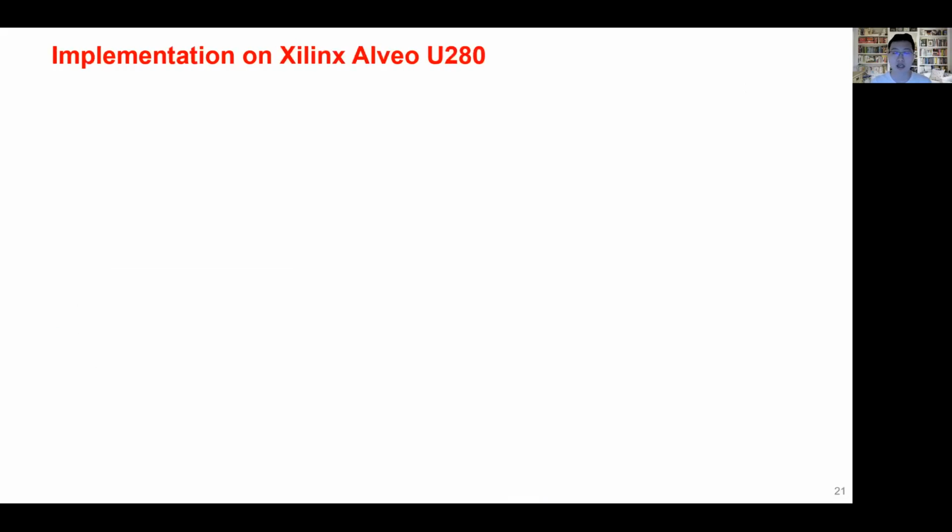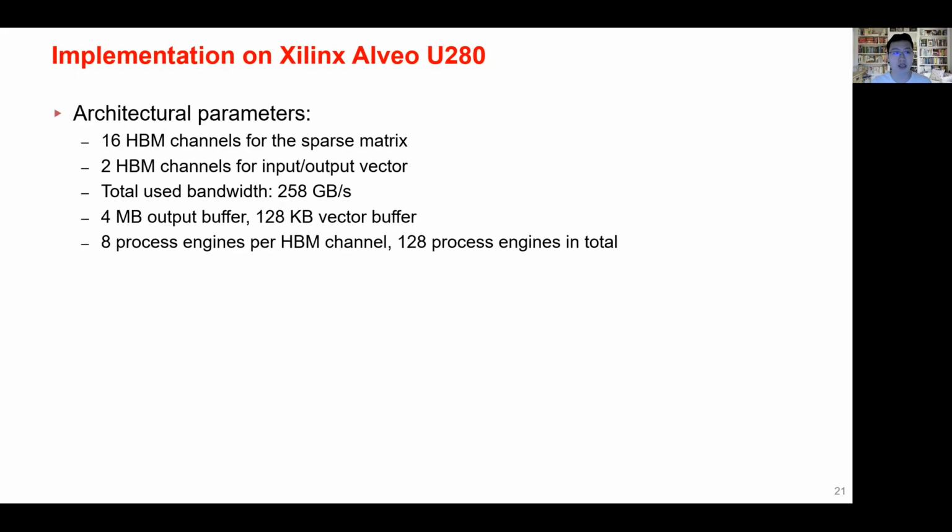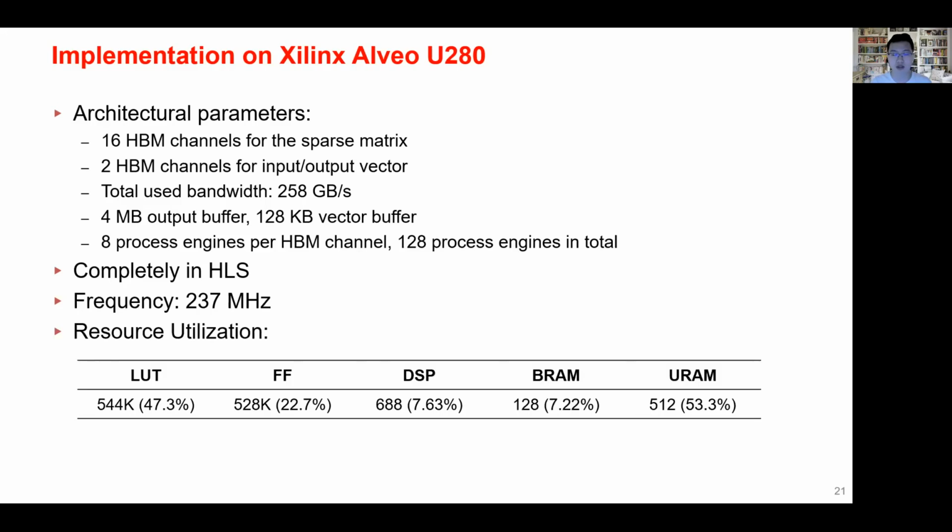We implemented our design on the Xilinx Alveo U280 FPGA using 16 HBM channels to store the sparse matrix, and 2 HBM channels for the input and output vector. These 18 channels give a total bandwidth of 258 gigabytes per second. As for the buffers, we implement a 4 megabyte output buffer and a 128 kilobyte backup buffer on chip. We also implement 8 processing engines for each HBM channel, so we have 128 processing engines in total. Our design is completely written in HLS and runs at a frequency of 237 megahertz. This table shows the resource utilization of HiSparse on the Xilinx Alveo U280 FPGA.